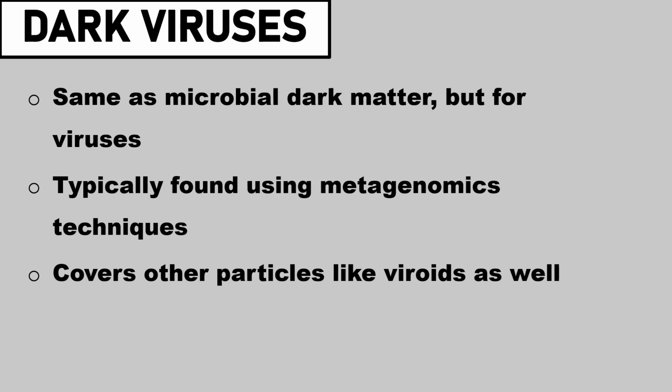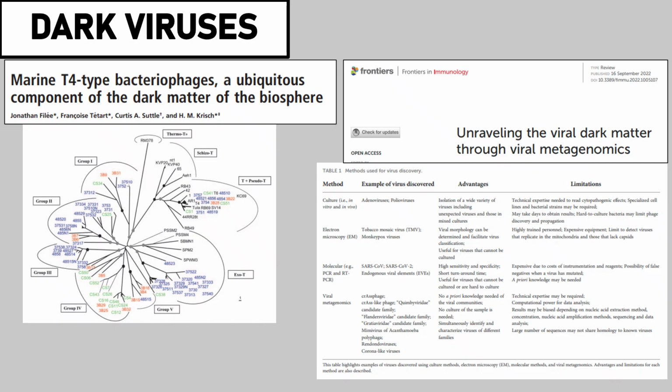And under dark viruses, you can consider other particles like viroids, which are even smaller and typically only infect plants. Some papers here. I think one of the first papers I found that really uses the term dark matter is from 2005, this marine T4 type bacteriophages paper. And yeah, they found a bunch of bacteriophages from ocean water using a metagenomics setup.